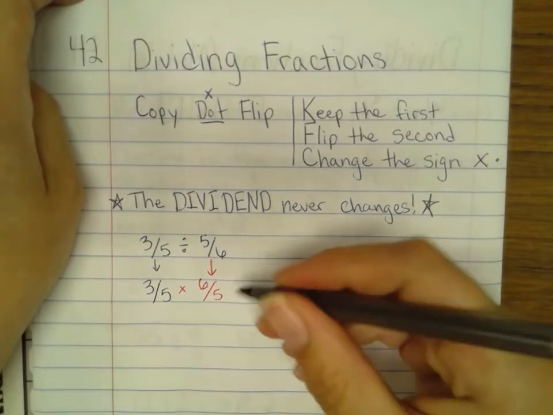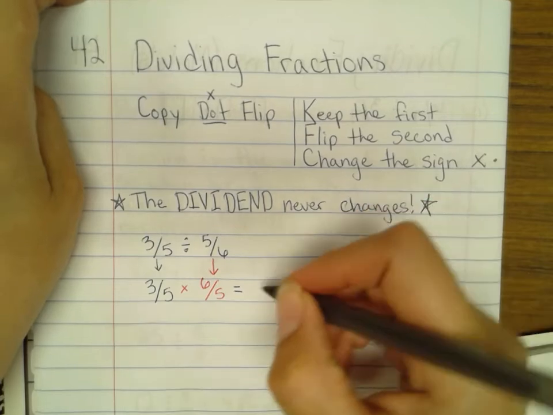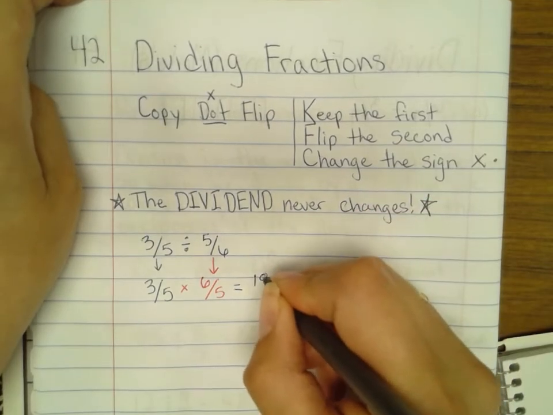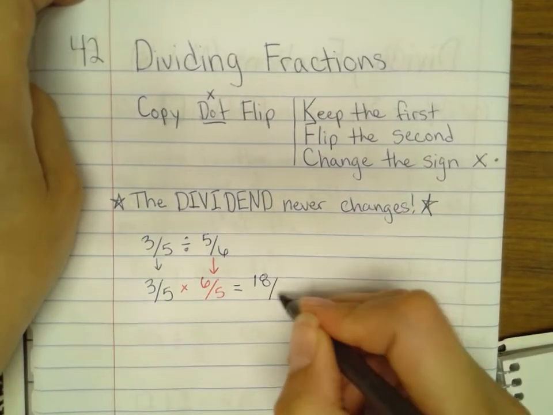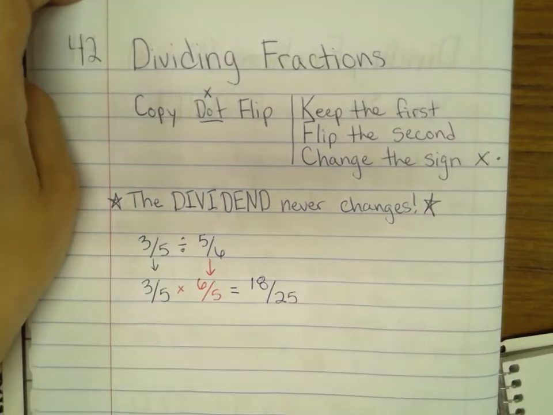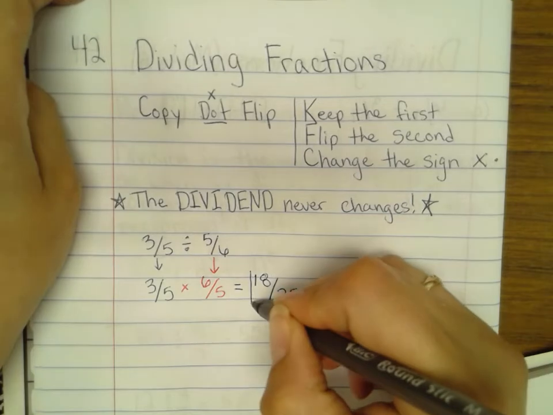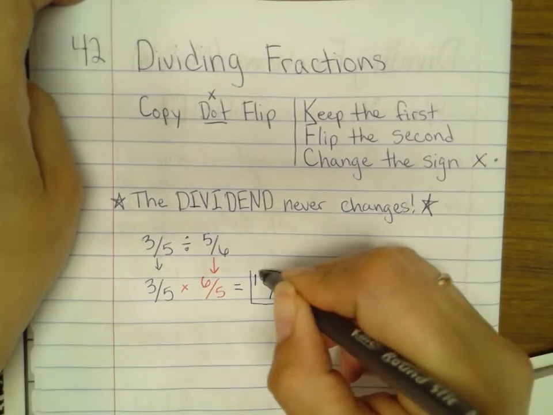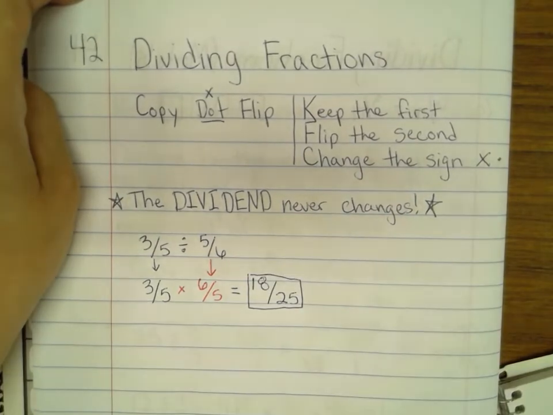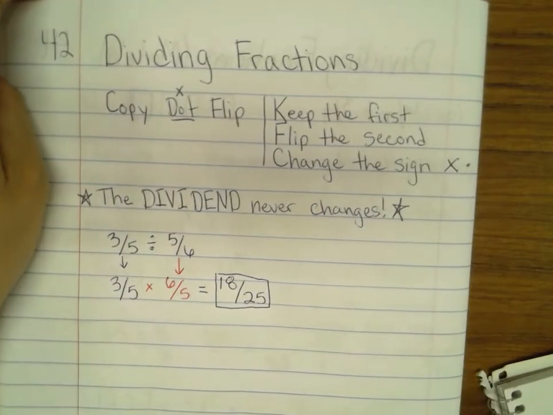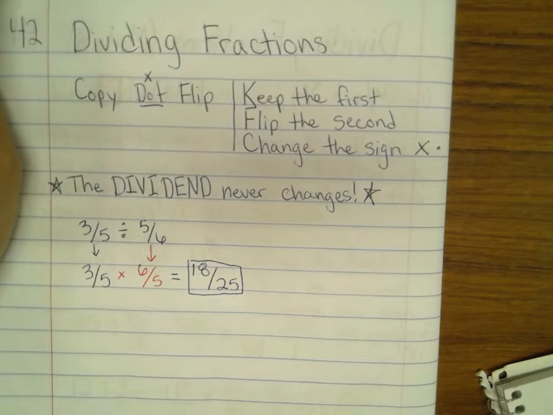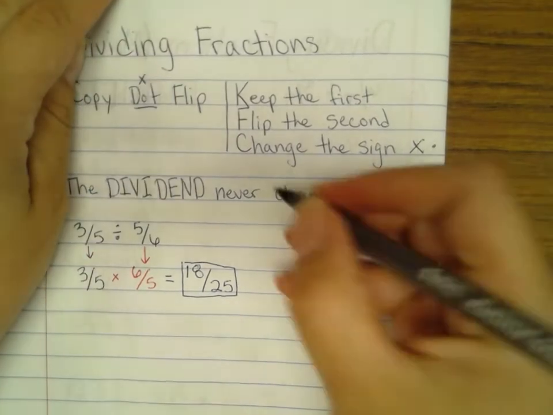Here, nothing cancels, so I'm just going to multiply across the top, which would be 18 over 25. And since that didn't cross cancel, I know that this is as simplified as I'm going to be able to make it. Pretty simple, as long as you know how to multiply fractions and you remember to flip the correct one and change the sign.